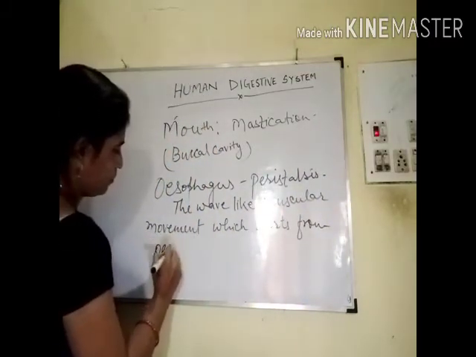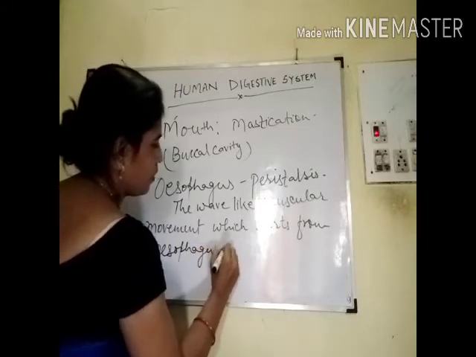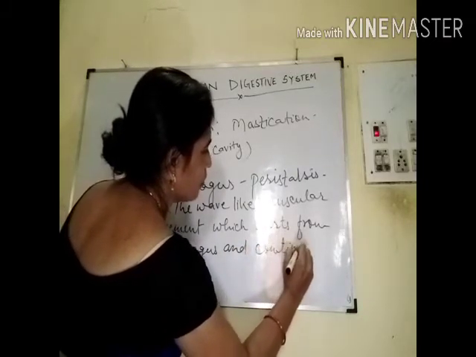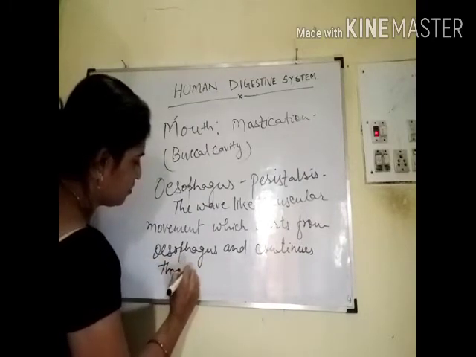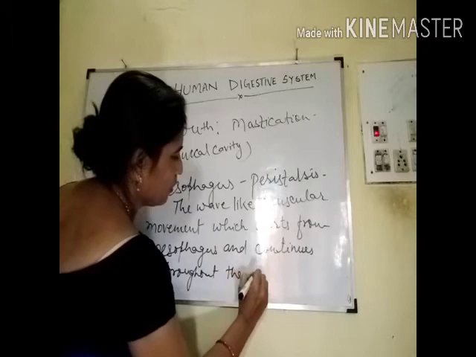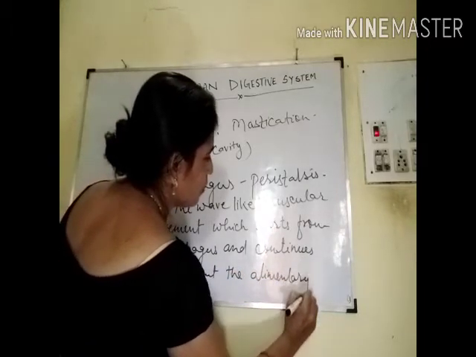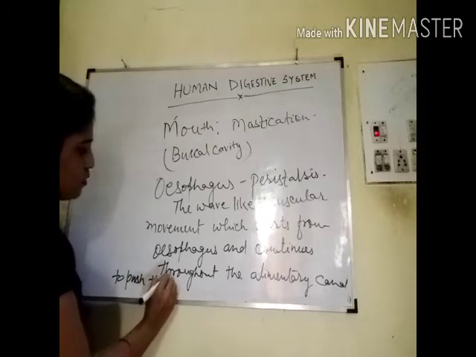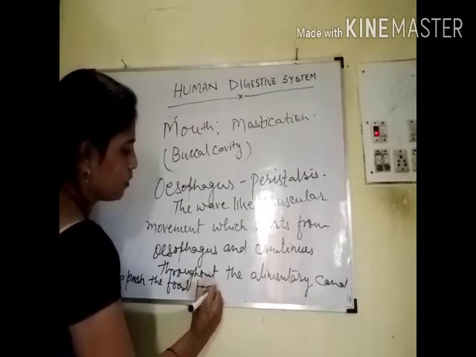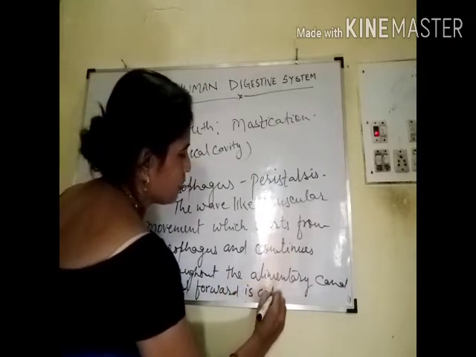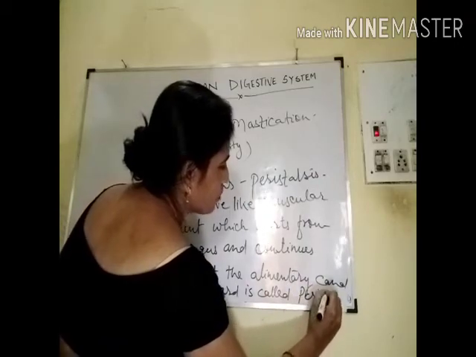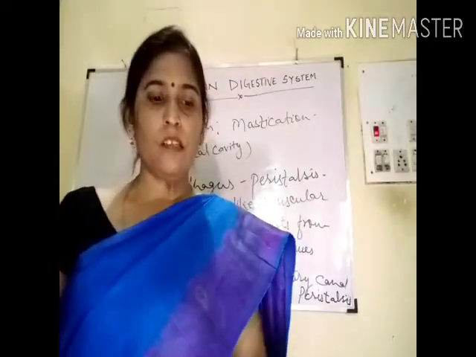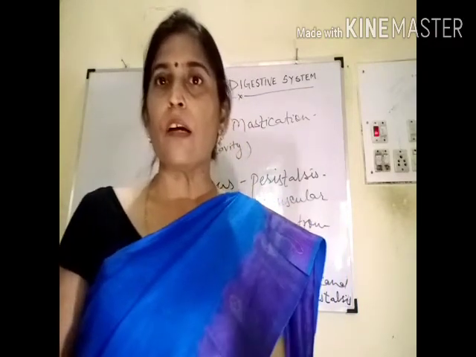The wave-like muscular movement which starts from the esophagus and continues throughout the alimentary canal to push the food forward is called peristalsis. So it is through the peristalsis process that the food moves from the esophagus to the stomach.